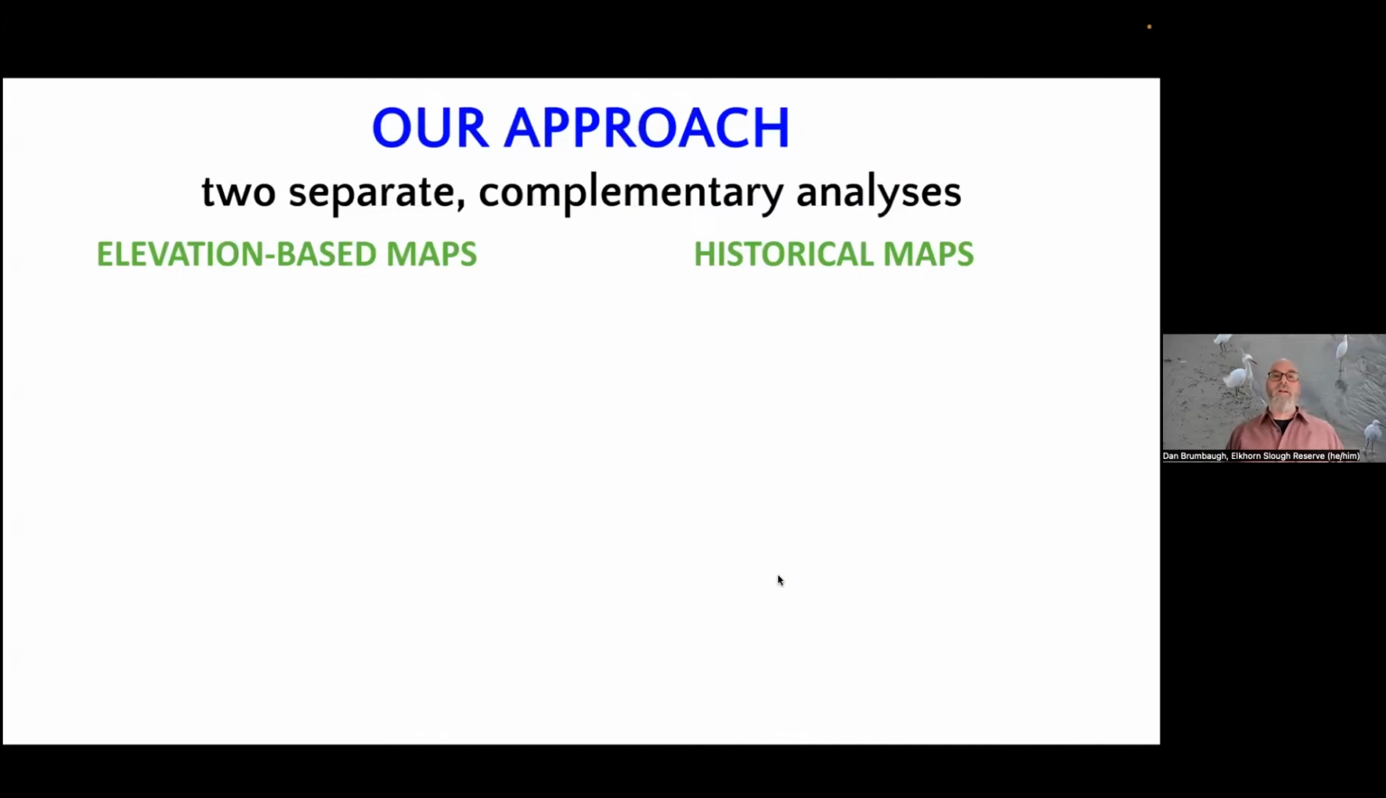We decided to take an alternative approach, though, to explore how two separate, complementary types of analyses could work: historical mapping, analysis of historical maps, and elevation-based maps. And just to provide the comparison between these two, historical maps tend to have small spatial extents, which is good because it's very labor intensive to do the analysis, as you're going to hear about. In contrast, elevation-based maps can more easily cover large spatial extents.